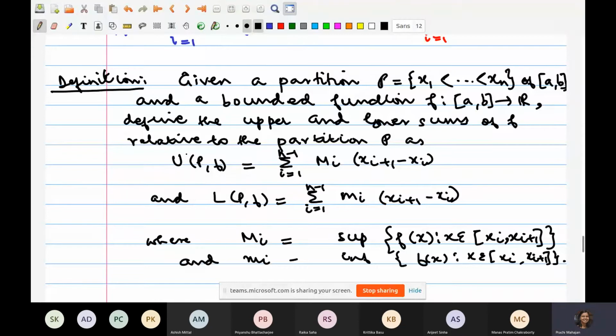When does an infimum exist? What do you know about infimums? Bounded below. So first the set has to be non-empty, and the other thing is that it has to be bounded below. So do we have that here? Can you find a lower bound for me?